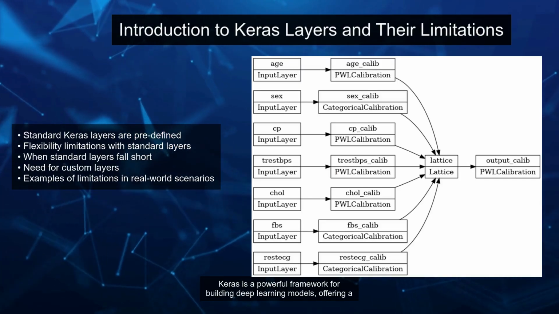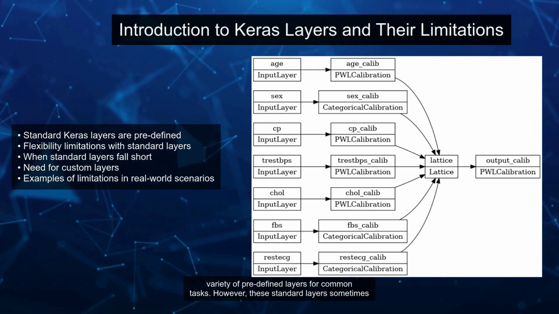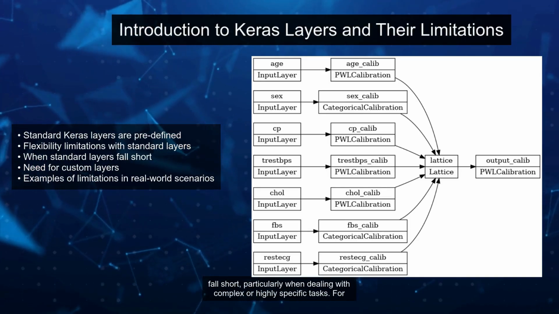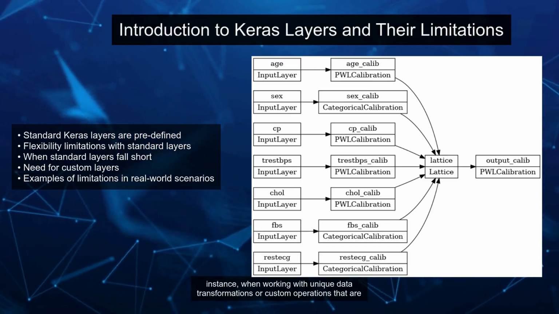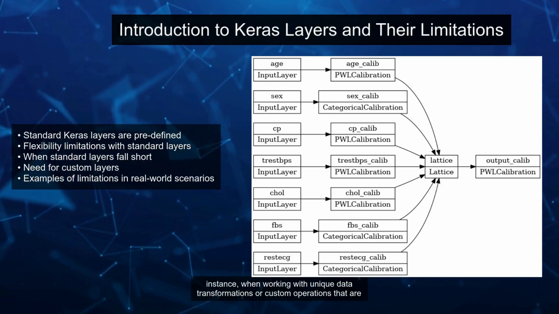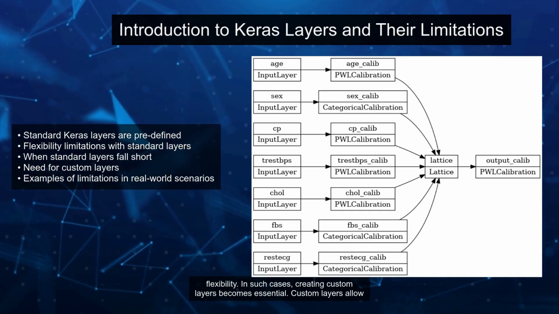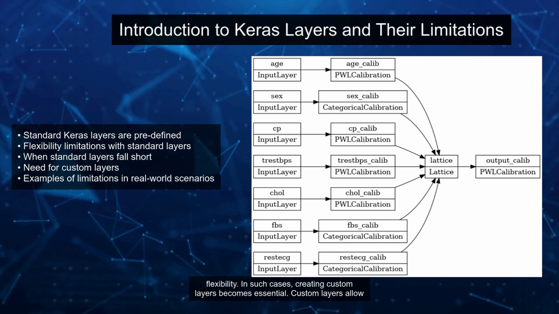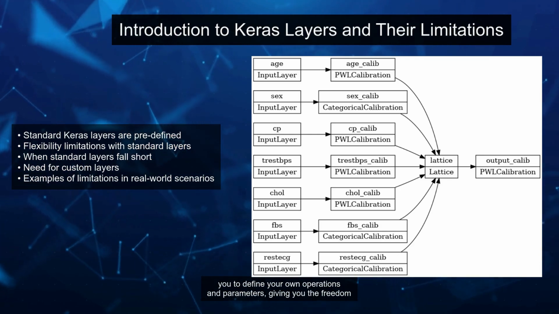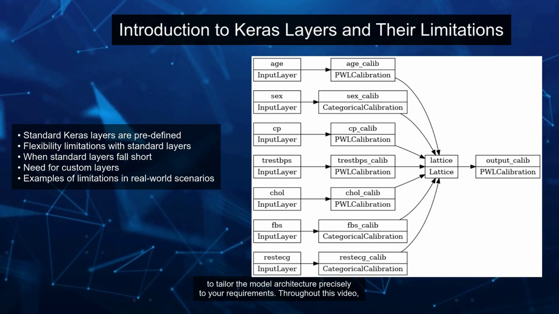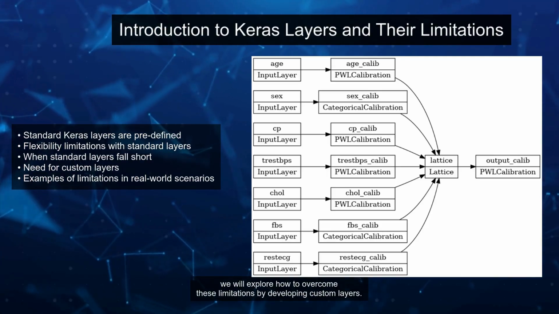Keras is a powerful framework for building deep learning models, offering a variety of predefined layers for common tasks. However, these standard layers sometimes fall short, particularly when dealing with complex or highly specific tasks. For instance, when working with unique data transformations or custom operations that are not covered by existing layers, you might find the need for greater flexibility. In such cases, creating custom layers becomes essential. Custom layers allow you to define your own operations and parameters, giving you the freedom to tailor the model architecture precisely to your requirements. Throughout this video, we will explore how to overcome these limitations by developing custom layers.